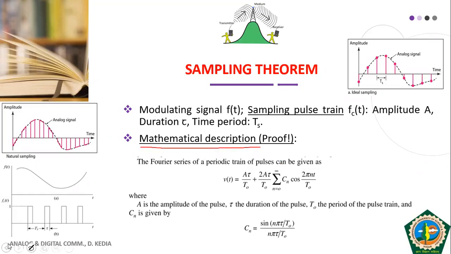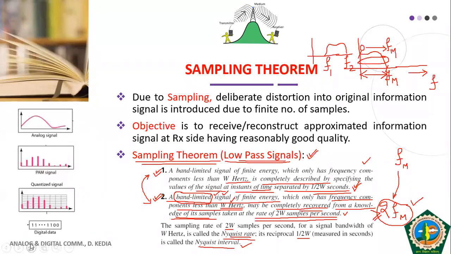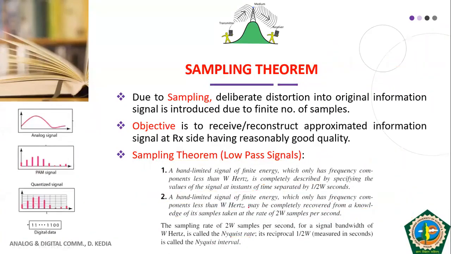So mathematically, if we want to prove the sampling theorem, how can I prove it? Looking at this slide, proving the sampling theorem means that if I consider a sampled signal taken at the rate of 2W samples per second, and I can show that my original signal can be completely recovered, then I can say that my sampling theorem is proved. The same thing I'm going to do here.